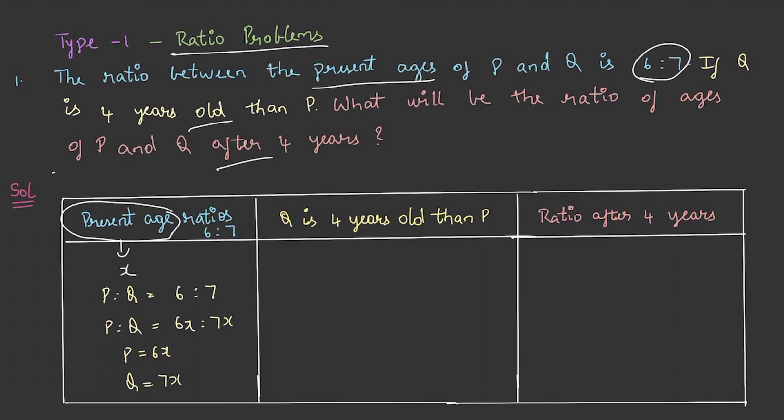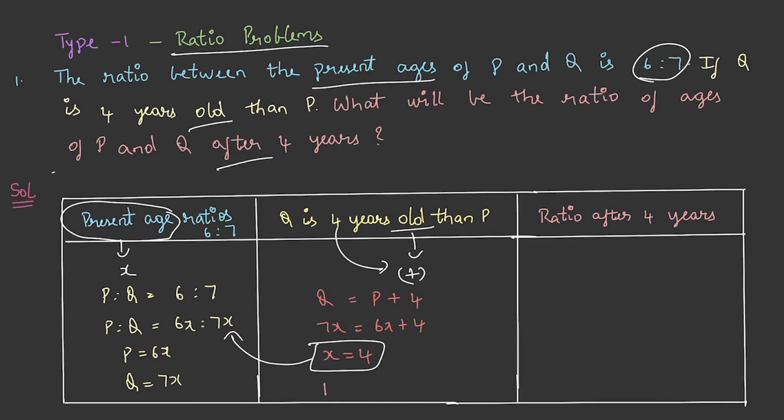Q is 4 years older than P. Older is the keyword. We have to add. What we have to add? 4. Therefore, from the second statement, Q is P plus 4. 7x is equal to 6x plus 4. x is equal to 4. On substituting this in the ratio, we will be getting P is to Q is equal to 24 is to 28.